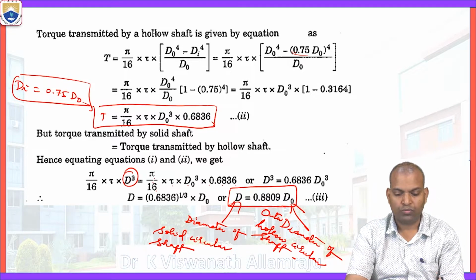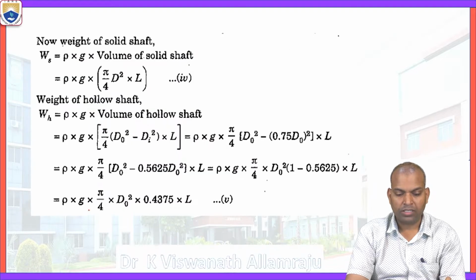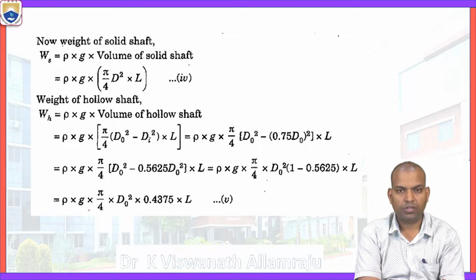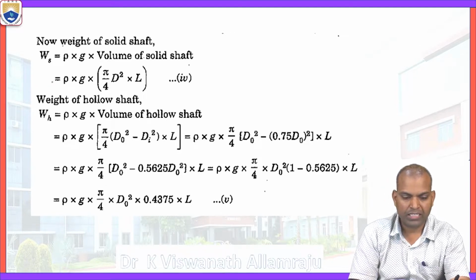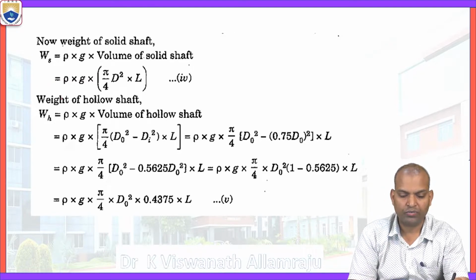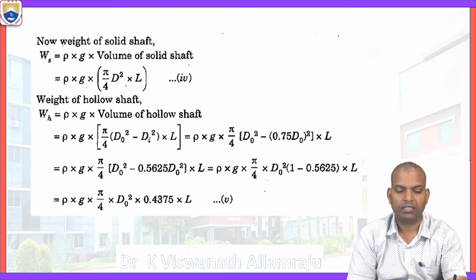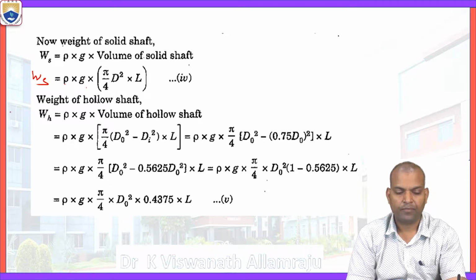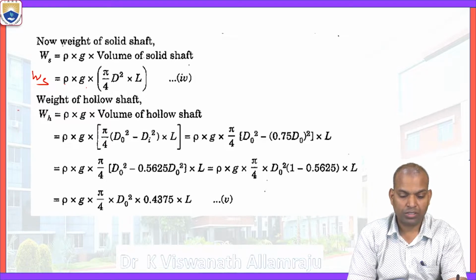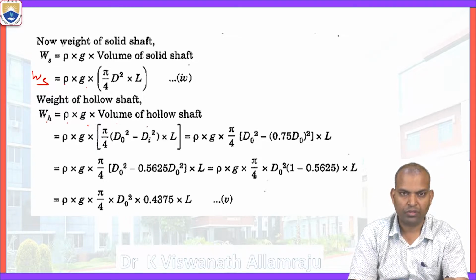And what to do then? Consider the weight ratios. What are the weight ratios? Weight of the solid shaft equals weight density, rho g, times the volume of the solid shaft, that is area into length, pi D square by 4 into L. This is Ws. Next, the weight of the hollow circular shaft, Wh, equals rho g times the volume of the hollow shaft.